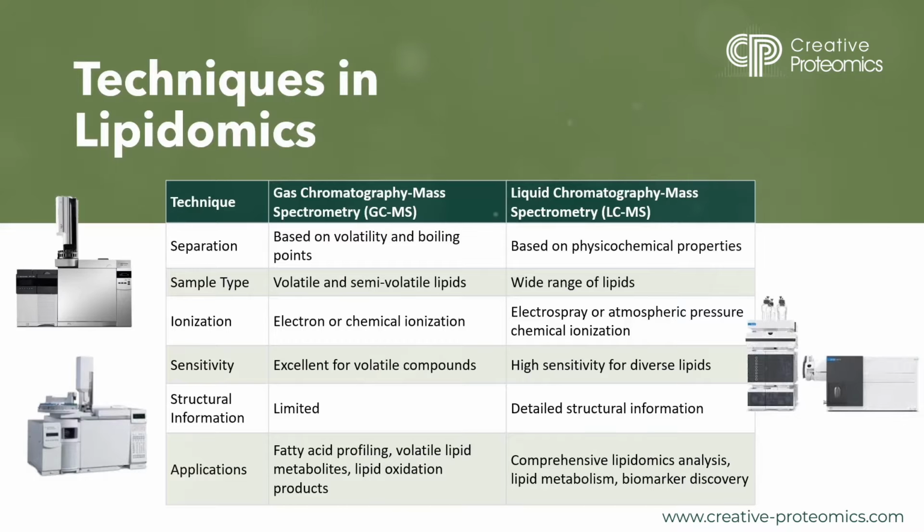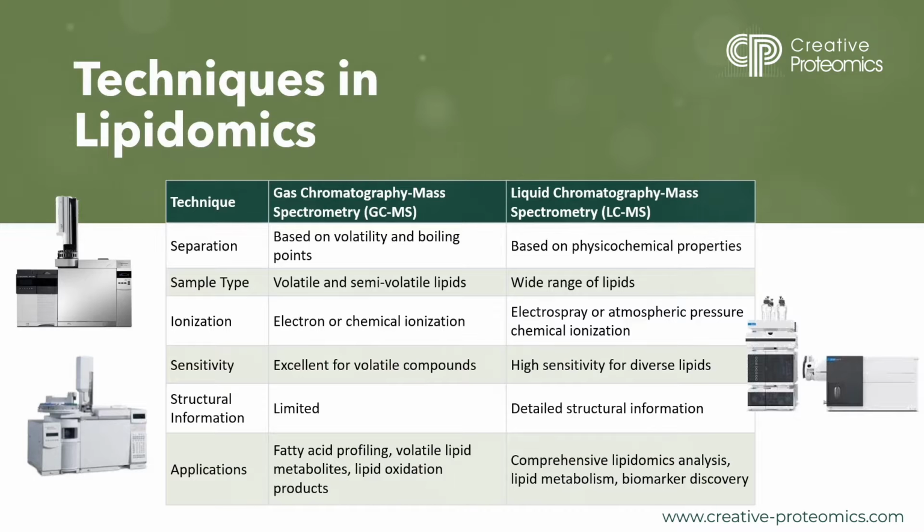LCMS offers a broader scope and versatility compared to GCMS. It enables the separation and identification of a wide range of lipid classes based on their physicochemical properties, such as hydrophobicity or charge. Liquid chromatography is employed to separate the lipids, followed by mass spectrometry for their detection and structural characterization.